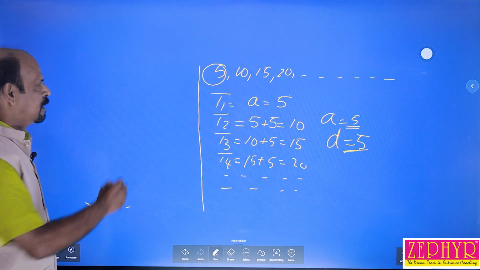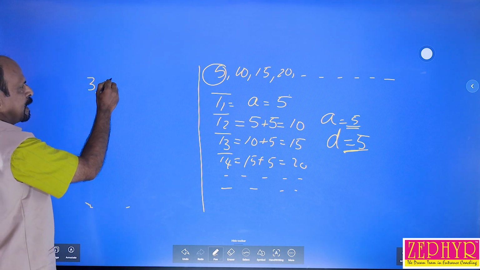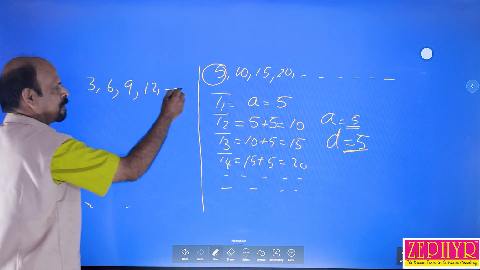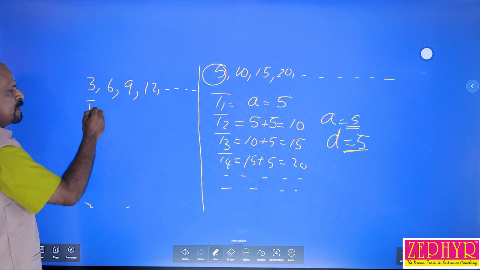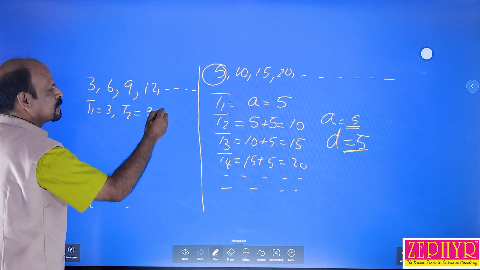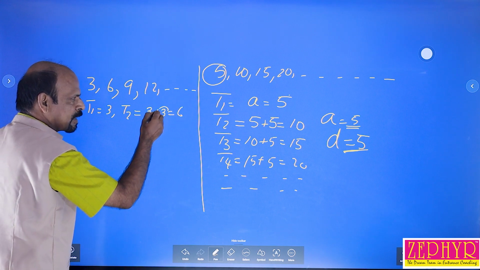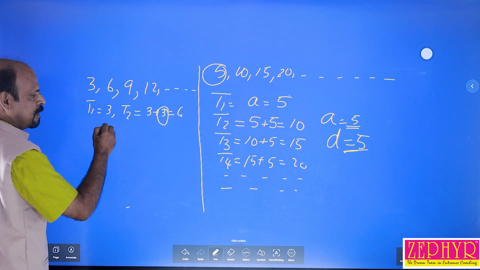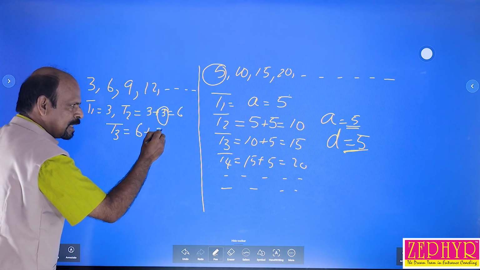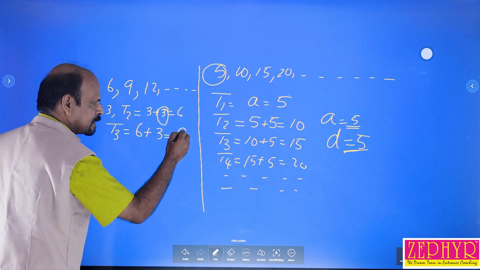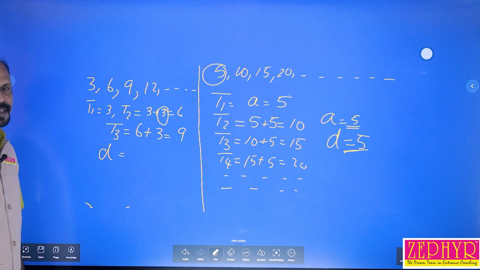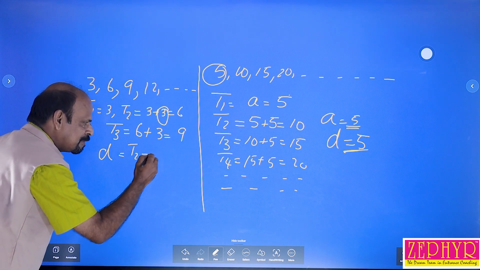One more example. Suppose we consider another arithmetic progression: 3, 6, 9, 12, etc. Here T1 is 3, T2 equals 3 plus 3, 6. We are adding a constant number 3 to the first term. Similarly, T3 is obtained by the second term plus the same constant 3, that is 9. So we can generalize how to obtain the common difference. That can be expressed as T2 minus T1.